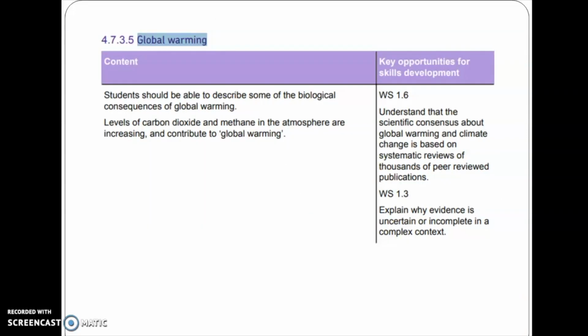behind it. Here's an example of the specification, and as you can see in front of you, it tells you exactly what students should be revising for that specific area. This is your guideline, and it helps you to stay focused in that specific area and not go off on a tangent and learn different things which you're not going to be tested on.